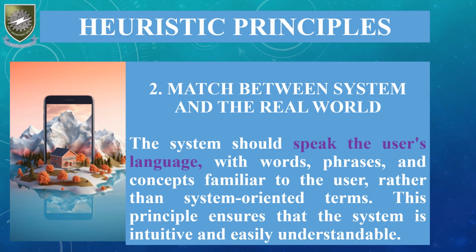This is the second method of heuristic principles: match between system and the real world. The system should speak the user's language with words, phrases, and concepts familiar to the user rather than system-oriented terms. This principle ensures that the system is intuitive and easily understandable. For example, using shopping cart instead of temporarily holding area for selected items.